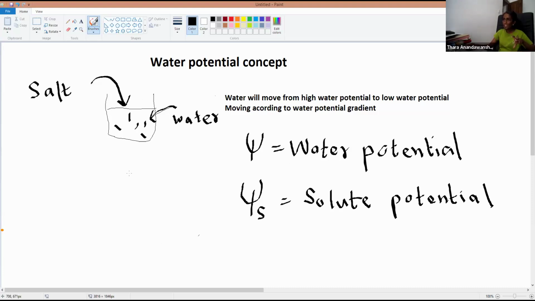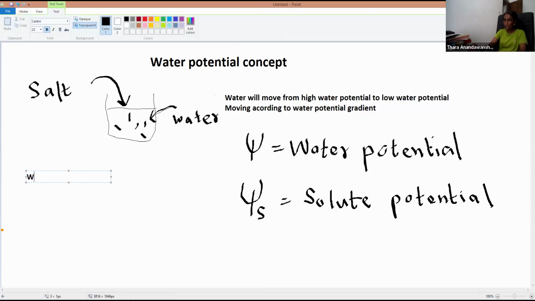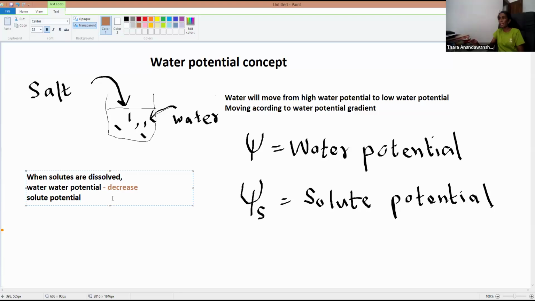When the solutes are dissolved, what will happen to the solute potential and to the water potential? We said the water potential decreased. But here the solutes increased. So while the water potential decreases, the solute potential is going to increase. Understood?